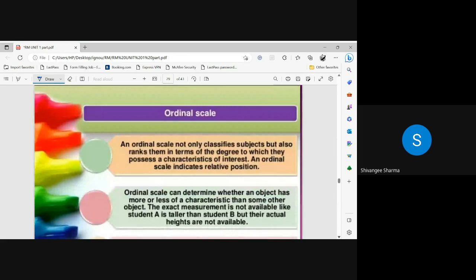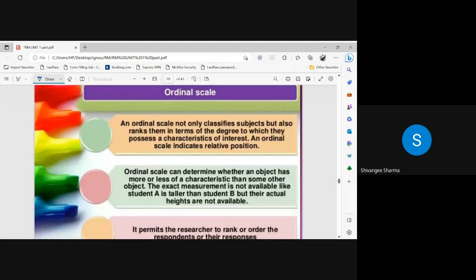Now, next comes the ordinal scale. Ordinal scales classify but also rank them. When you are ranking someone or some categories, then that will be your ordinal scale. It is related to relative position, right? There will be positions in that. So ordinal scale can determine whether an object has more or less of a characteristic than some other object. The thing which you use is, suppose you are analyzing customer satisfaction and you have categorized into satisfied, neutral, or dissatisfied.